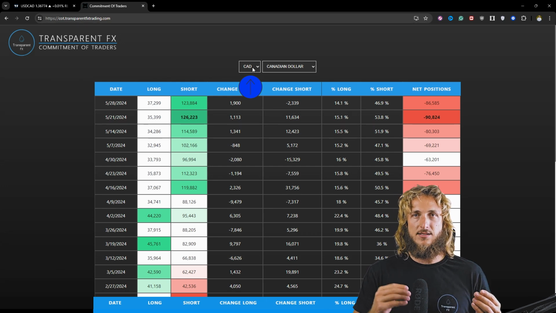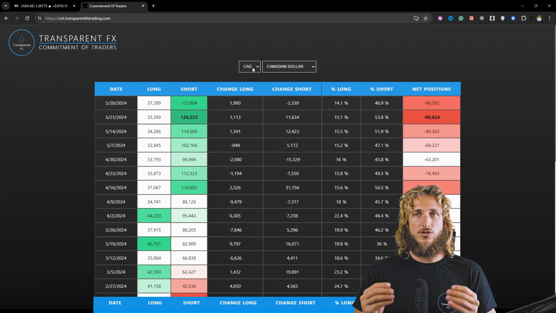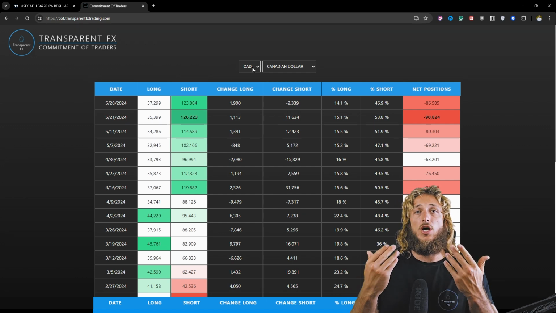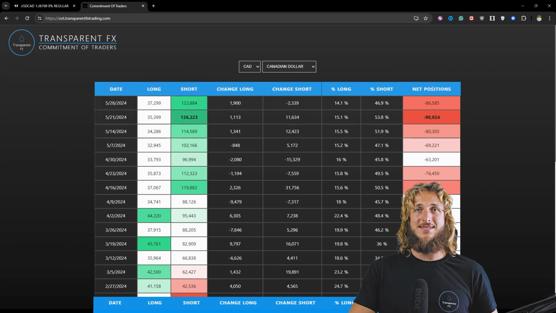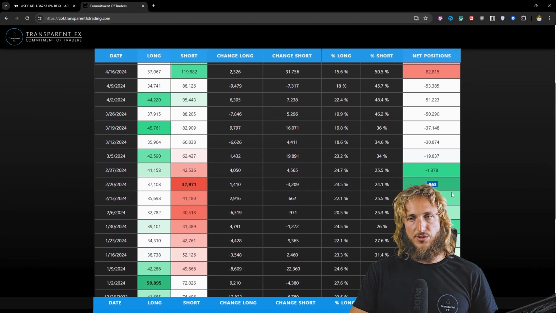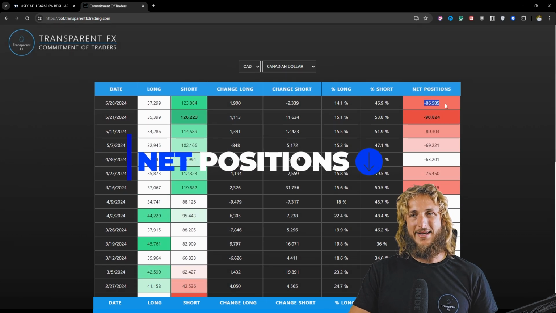So since we're analyzing USD CAD, we have to simply reverse everything. So if institutions are shorting the CAD, they are shorting CAD USD, meaning that they're actually longing USD CAD, obviously. And in fact, we can see that that is exactly what is currently happening, with net positions getting decreased from minus 863 all the way down to minus 86.5K.